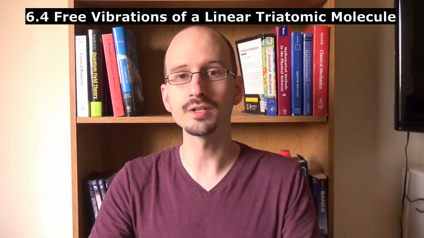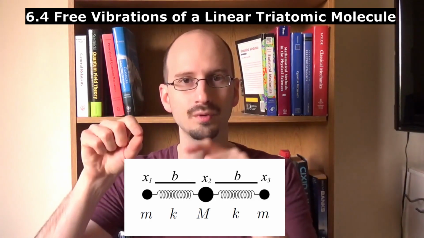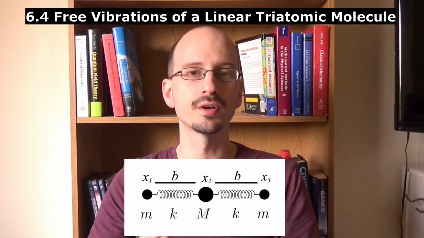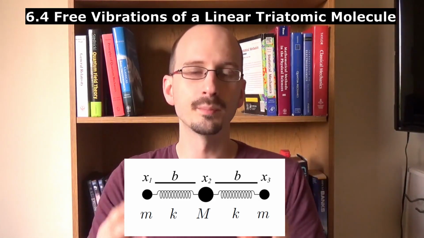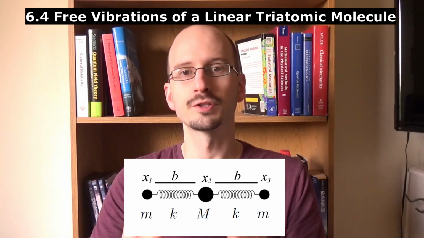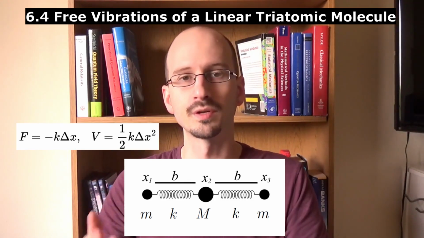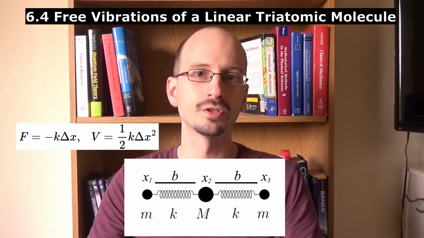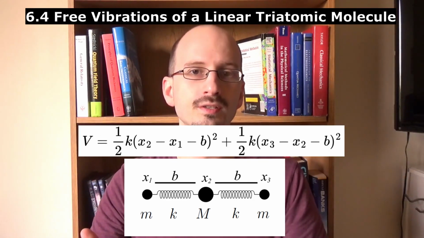Section 6.4 shows an example of the free vibrations of a linear triatomic molecule. That is a molecule that has 3 atoms and they're arranged in a line. The position coordinates of the atoms are x1, x2, and x3, and the molecule is modeled as if the binding forces between the atoms are springs with an equilibrium length v. Their forces are the spring restoring force, and their potential is the harmonic oscillator potential. Expanded out, the potential looks like this.